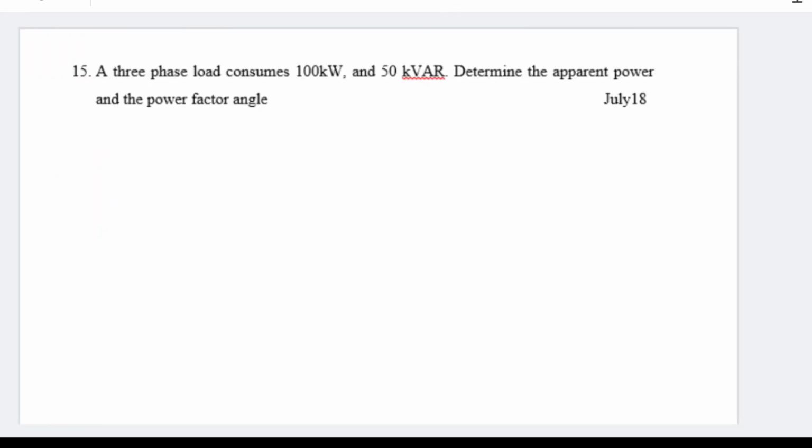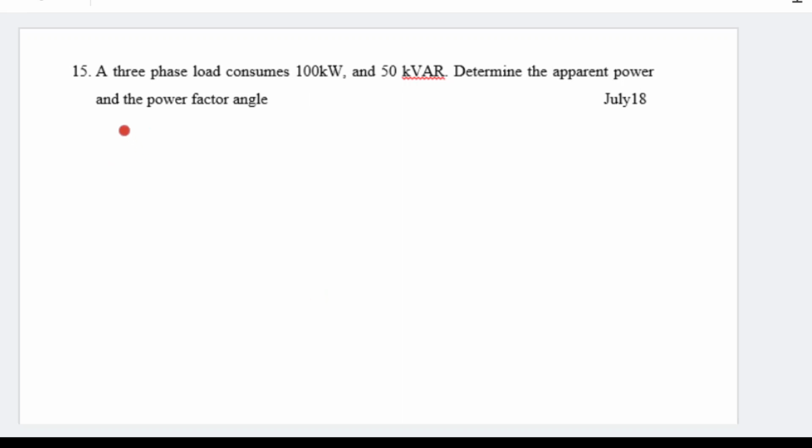That is, see the question. The three-phase load consumes 100 kilowatt and 50 kVAR. Determine the apparent power and the power factor angle. We have to find out power factor angle phi, not power factor cos phi. Okay, so this also we have to find out. Okay, so please pause the video and try to do it. Try to do it as early as possible so that it will be easy. We can increase our speed also.